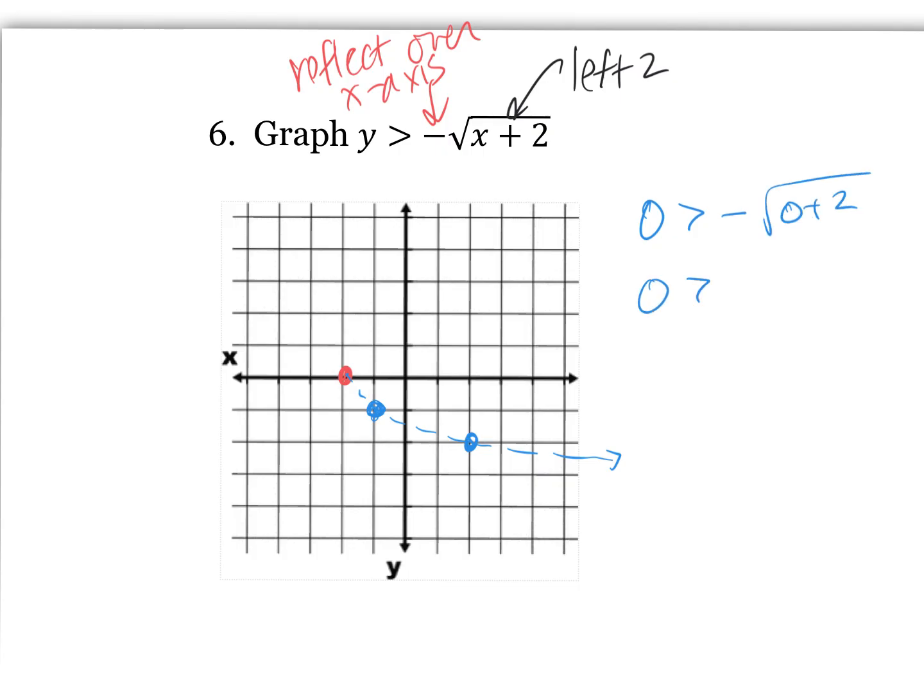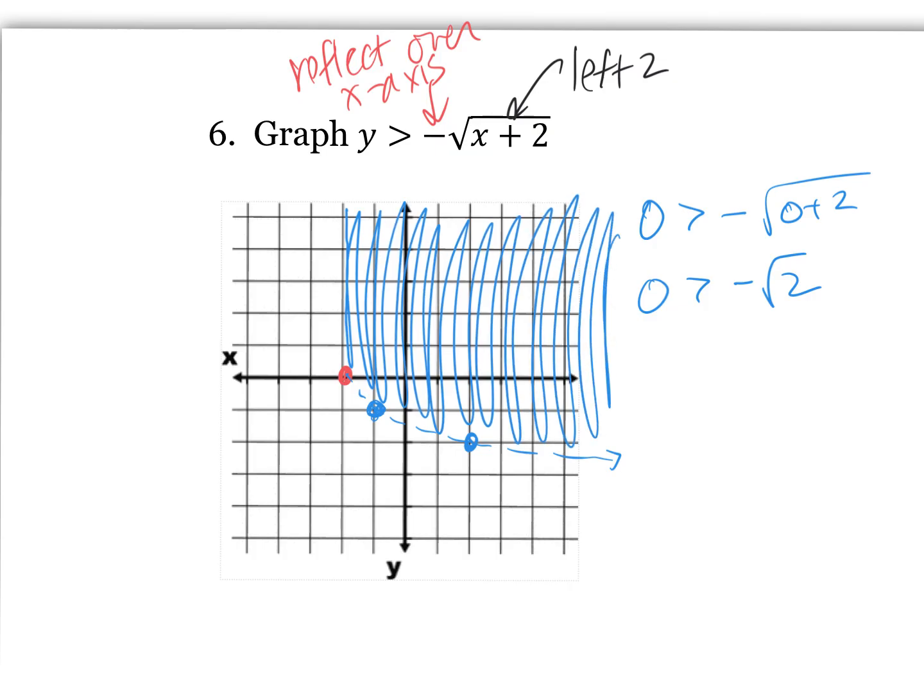If we plugged in our 0, what's the square root of 2? It'd just be a negative square root of 2, right? Is 0 greater than a negative number? Yeah. So where 0, 0 is, I get to shade there. Here's the deal, you guys. You got to only shade from that vertex over. We cannot shade over here. Just be really careful. Where that vertex is, that's when we'll start to shade.